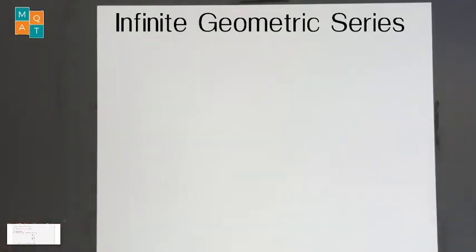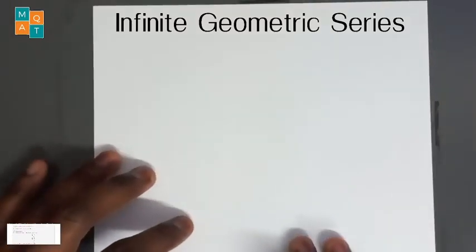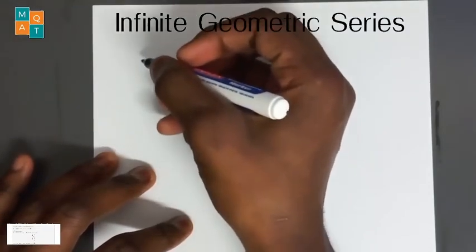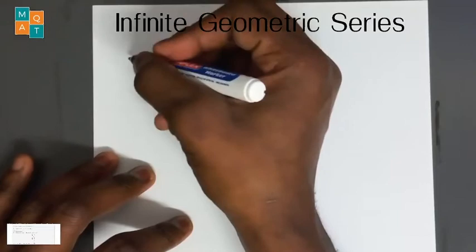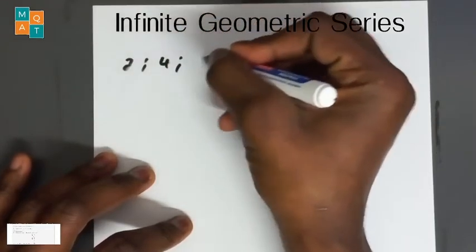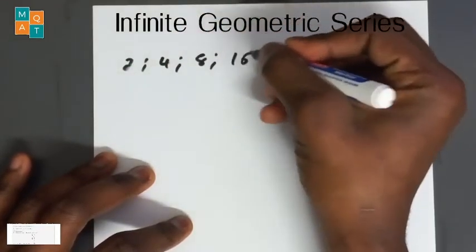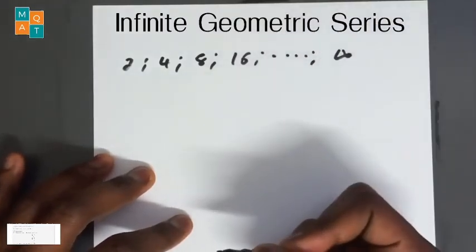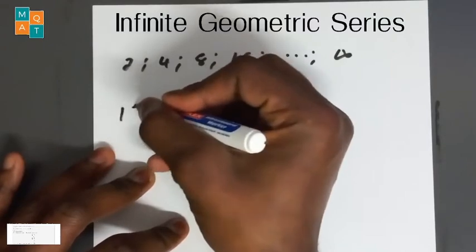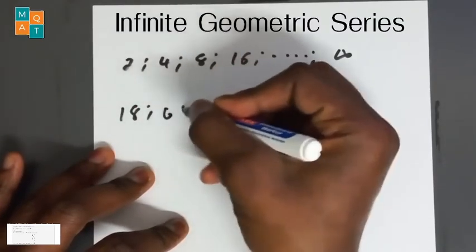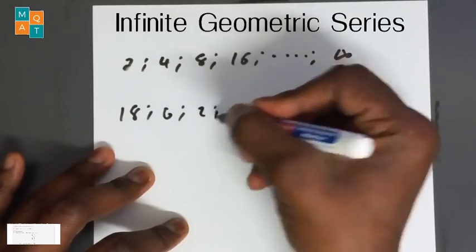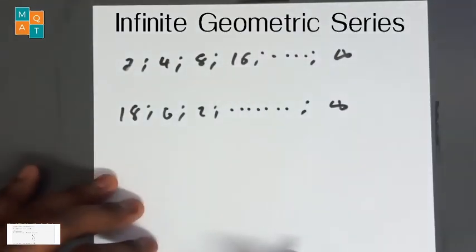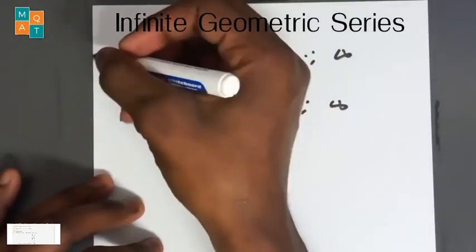Now, let's take, for example, a geometric series where we've got 2, 4, 8, 16, and so on, all the way up to infinity. And let's take an example of a geometric sequence: 18, 6, 2, and so on, up to infinity.